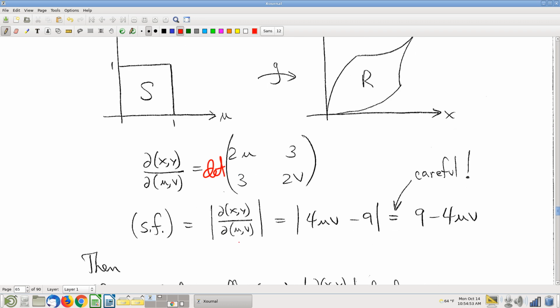So taking that determinant, that times that, minus that times that, and there's your stretching factor. Let's see, yellow. Our stretching factor is this expression right here. And it has absolute values in it.